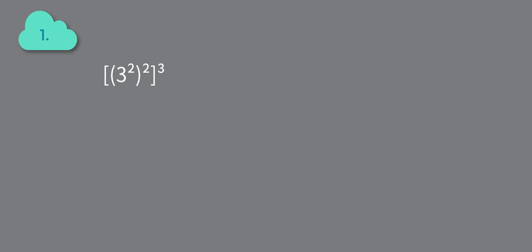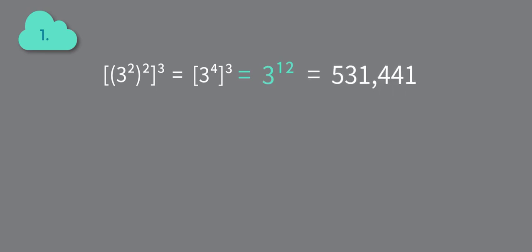3 squared squared, we multiply the exponents, 2 times 2. So that's 3 to the 4th. We are still cubing it. So that's 3 to the 4th cubed is going to be 3 to the 12th. And again, that is a perfectly acceptable answer. If you did want to go ahead and find the whole number value, that would be 531,441.